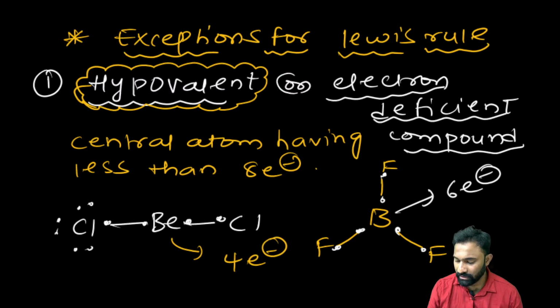Even though it has less than an octet, those compounds are stable. Why is it stable? That was not explained by the Lewis theory. Next, some other species have more than an octet. That one we call hypervalent.